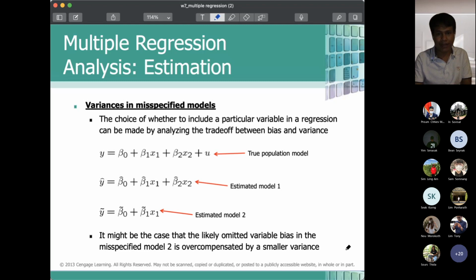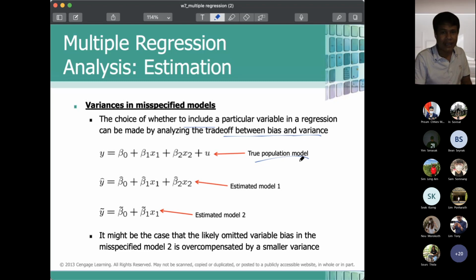All right. The choice of whether to include a particular variable in the regression can be made by analyzing the trade-off between bias and variance. Between zero conditional mean bias and variance. Whether you want large variance or you want an unbiased estimate. All right, to understand this, class, this is our true population model. To follow me, class, you can download the lecture note and follow me. All right, this is the original model, the population model.